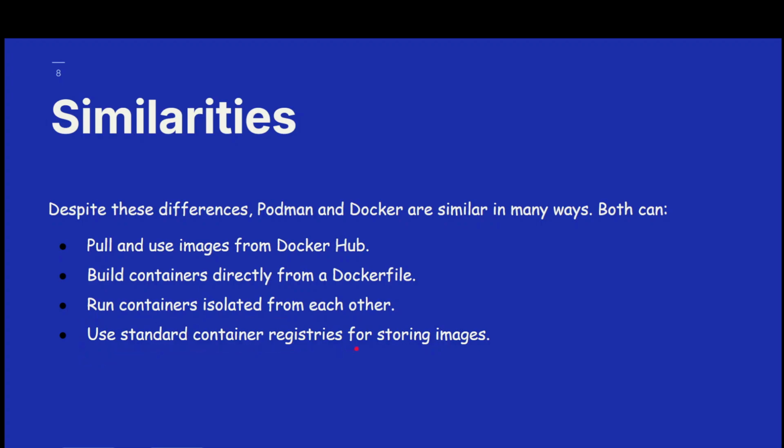Both use standard container registries for storing images. So whatever images we have created using Podman or Docker, we can push either to Docker Hub or our private registry, like ACR, ECR or GCR. All these cloud-based registries we can also use.